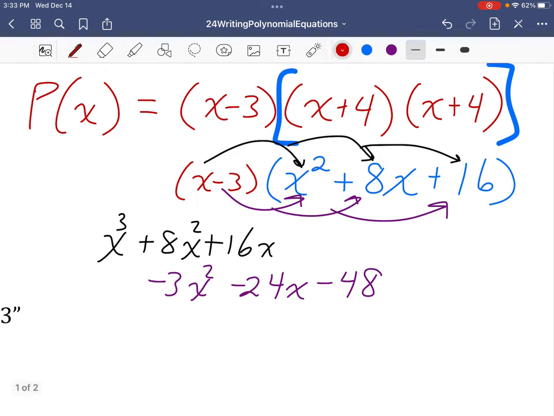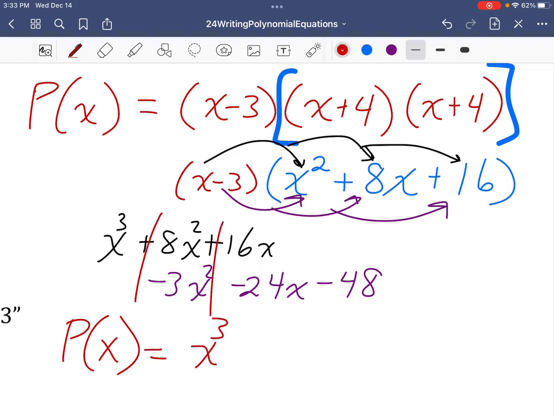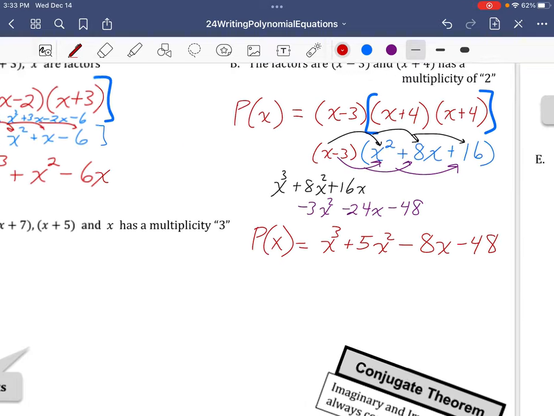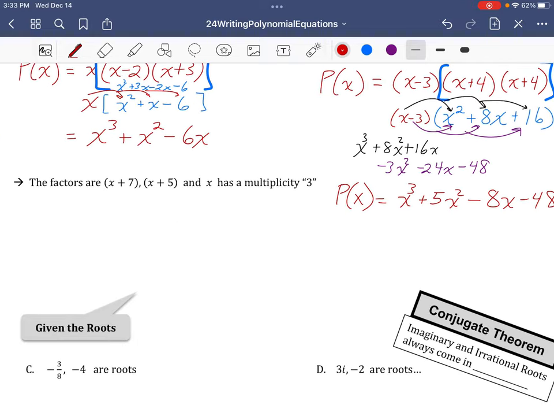You can see that I kind of organized those answers vertically because when I add all of the like terms, that is, when I add the x squareds, I'll get 5x squared. Well, I've got x cubed, but also 5x squared. And then we'll get negative 8x and minus 48. So we did the same thing, but it took a little more work. We had to multiply everything together.